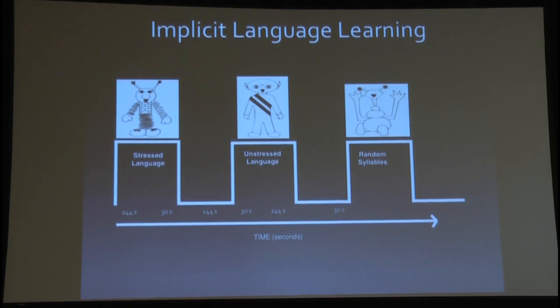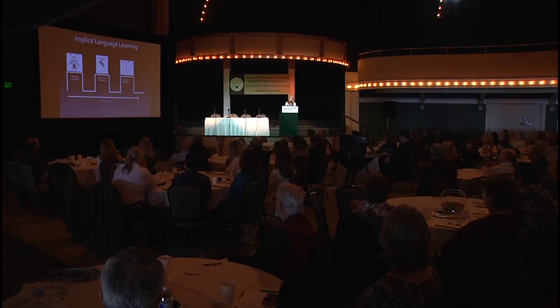So we could do this with pretty low-functioning children and very young children and just see how the brain is responding when they simply hear sounds that are repeated again and again, extracting language information simply based on the fact that these sounds tend to occur together.